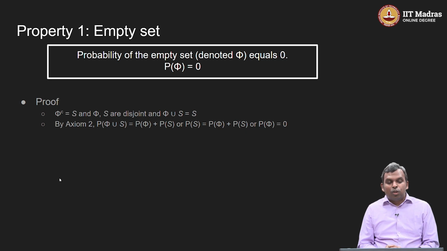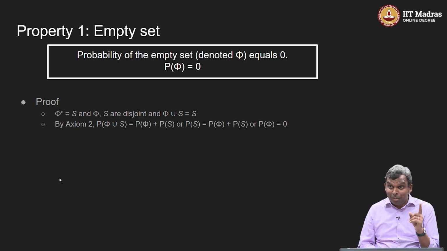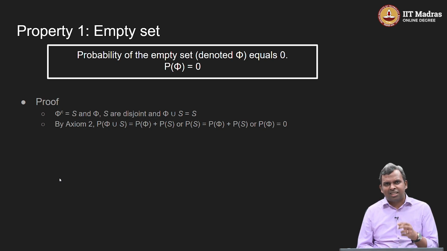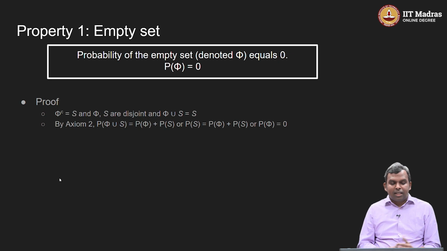Okay, so the first property. Now this is not an axiom, remember, this is a property. There are only 2 axioms. We will prove this property using the axiom. It's a very simple proof. You'll see how easy it is. The property says the probability of the empty set equals 0. Okay, so the probability function assigns a probability of 0 to the empty set. So if you remember, the axiom said the probability function assigns a value 1 to the entire sample space. Now to the empty set, it assigns a value 0. Okay, so let's see how to prove it.